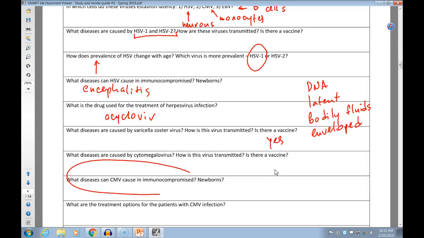CMV can cause a variety of diseases in immunocompromised, from keratitis to pharyngitis to liver damage. CMV infection in newborns is extremely severe. Treatment options, or drugs, you can focus on acyclovir again.